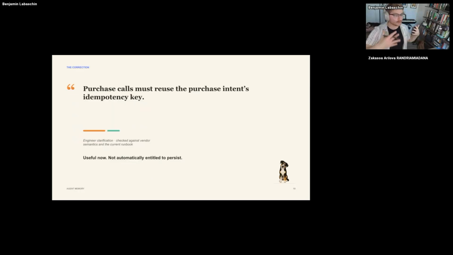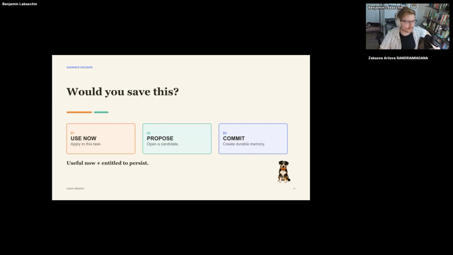Okay, and so in doing so, your agent finds here a quote from one of your engineers about the timeout problem that you saw. The purchase calls must reuse the purchase intent's idempotency key. Okay, that's interesting. So that is useful context about our problem. The question is, would you save this? Would you save this piece of information?